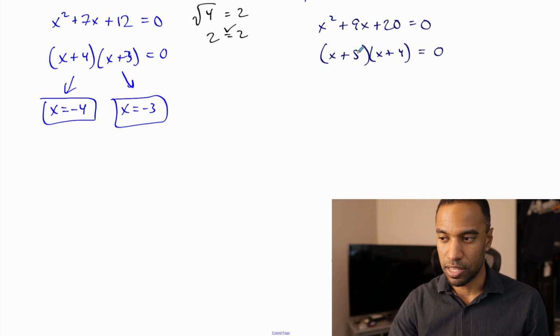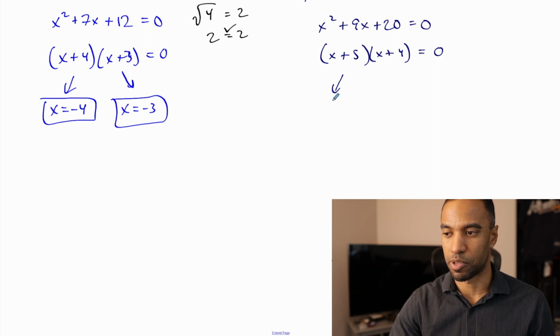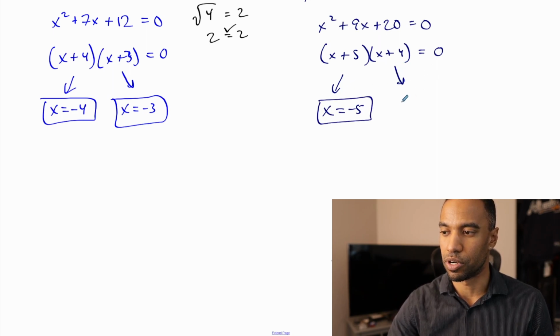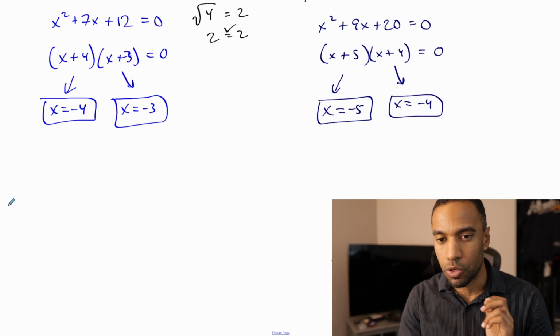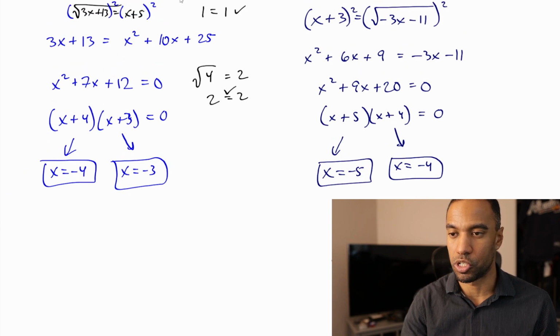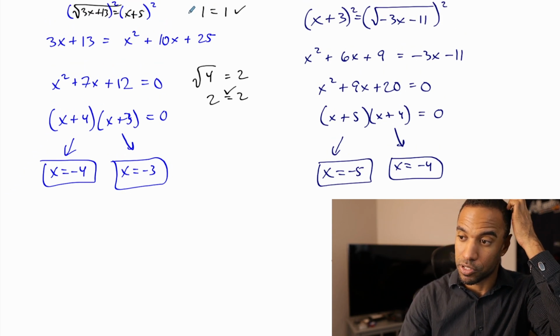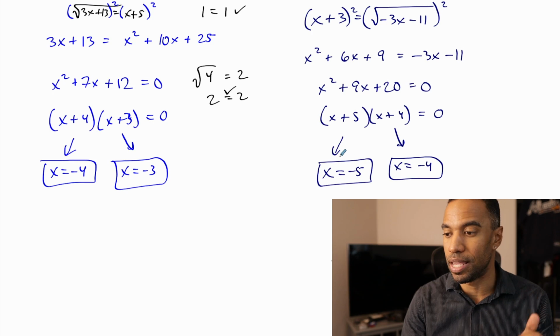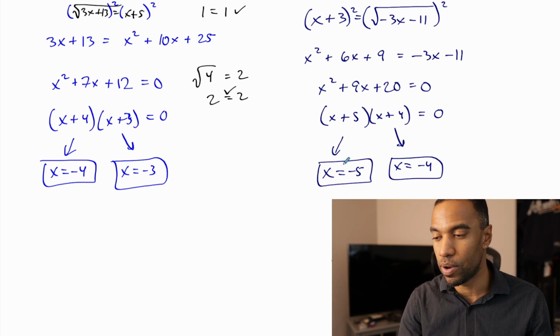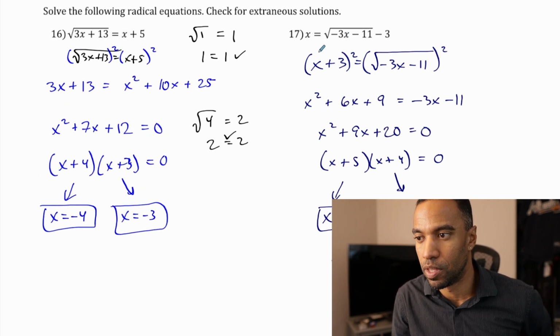Zero product property states if this times this equals 0, either x plus 5 equals 0, so x equals negative 5, or x plus 4 equals 0, so x equals negative 4. Now you want to check for extraneous solutions again, because there's a chance it happens with the quadratics for a lot of different reasons. What you have to do is substitute it into any expression or equation that is not one that happened after you squared it. I tend to want to just plug it into the beginning one. So let's check this thing out.